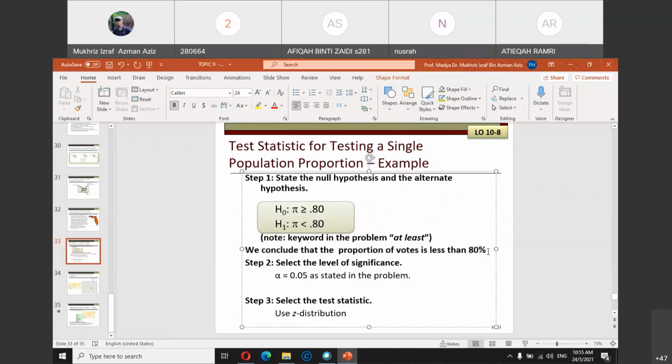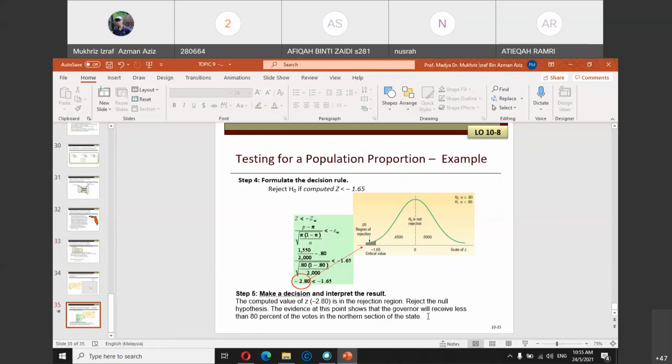Just follow what you wrote in your H1. The population proportion will be less than 0.8. So that should be the statement, the last sentence of your conclusion. Okay, so I think that's it for chapter number 8.